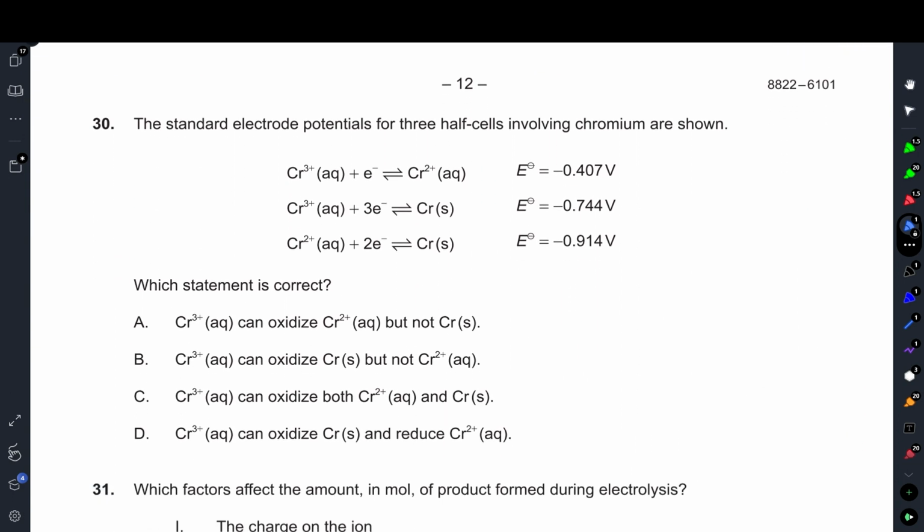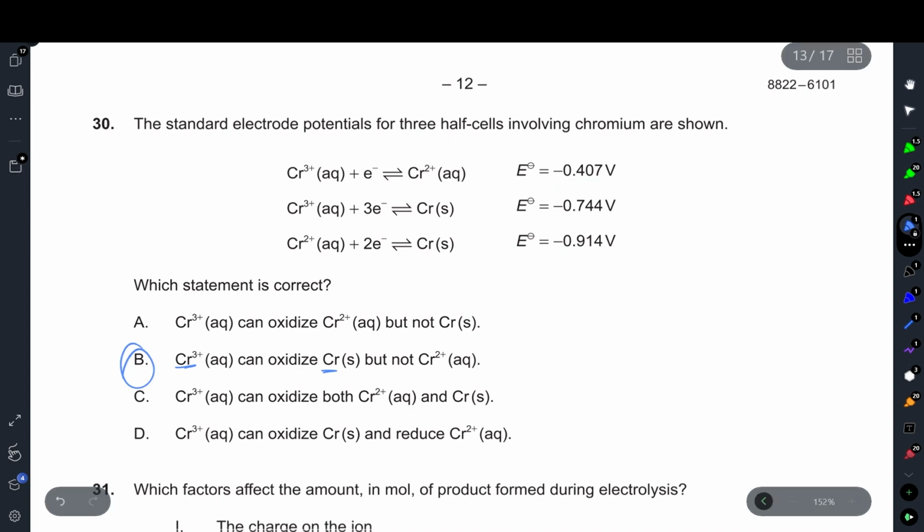Question number 30, standard electrode potentials for half cells involving chromium are shown. So which statement is incorrect? For this part, you've got to remember that the higher the reduction potential, the greater the tendency to be reduced, and it will oxidize lower potentials. This means that chromium 3+ can oxidize chromium because this is greater than this. But it cannot oxidize this because it is lower.